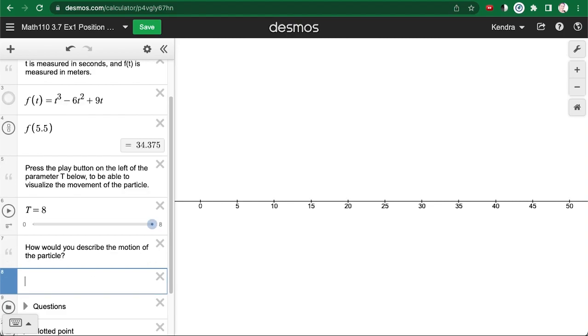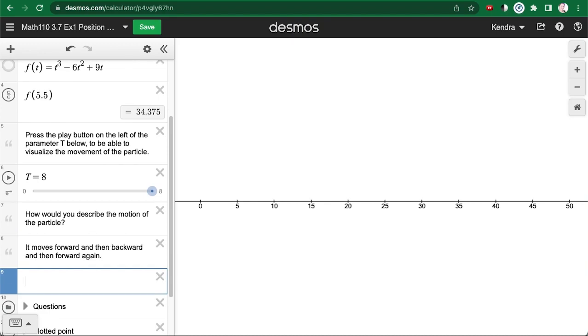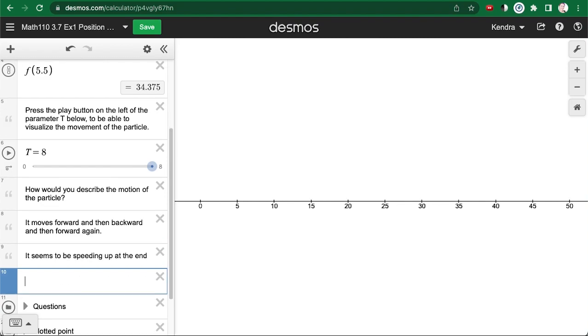A lot of times, people might describe it as it moves forward and then backwards and then forward again. And people might notice it seems to be speeding up as it continues moving forward, at the end of that time period. And there might be some questions of, at what time does it turn around and come backward? How far does it go before it turns around? So these are some questions that we might be able to answer.